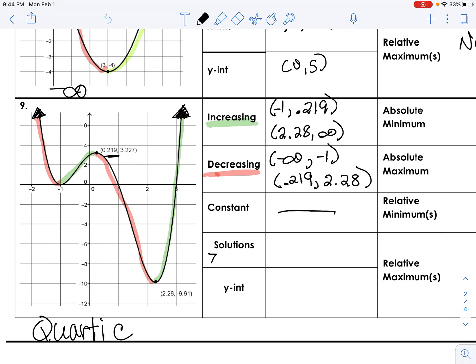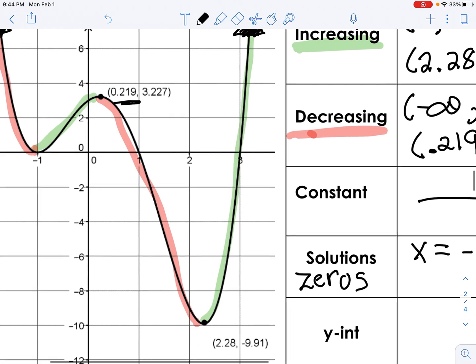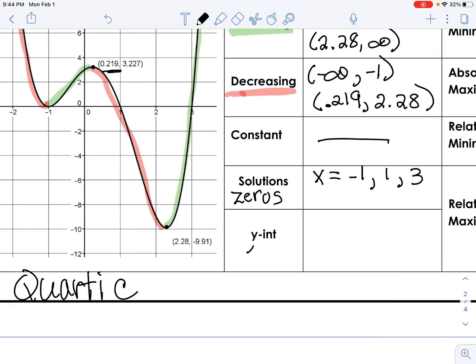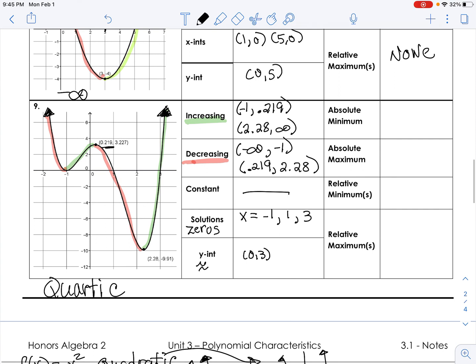Okay, there are no constant intervals. Okay, the solutions, let's remember the solutions are the zeros. So x equals -1, 1, and 3. The y-intercept, now that's going to be something I don't know, right? It looks like it's about 3, so maybe we just say approximately 0, 3, but we don't know for sure. All right, let's talk about absolute min, max, relative min, relative max.